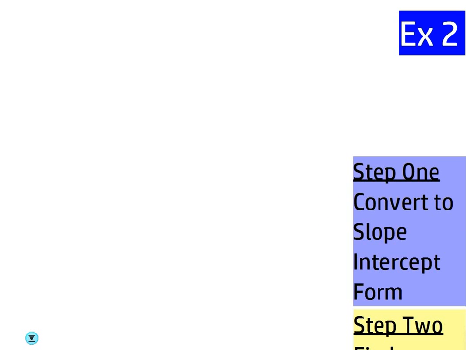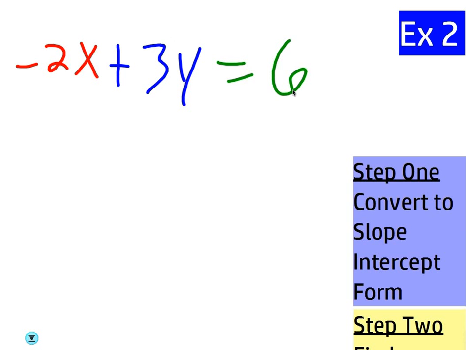All right, so let's say, what if you had -2x, and this is going to look a lot like the first one, although you're going to find it's going to be different. -2x plus 3y equals 6. So what's the problem here? What we're going to do. Yeah, you got to get y by itself. In other words, you got to convert to slope-intercept form. So what's the first thing you're going to do? Get y by itself.